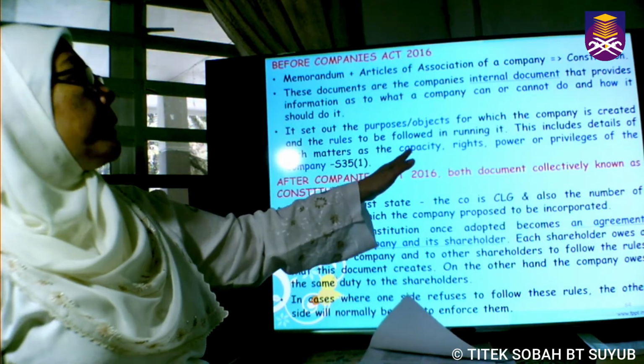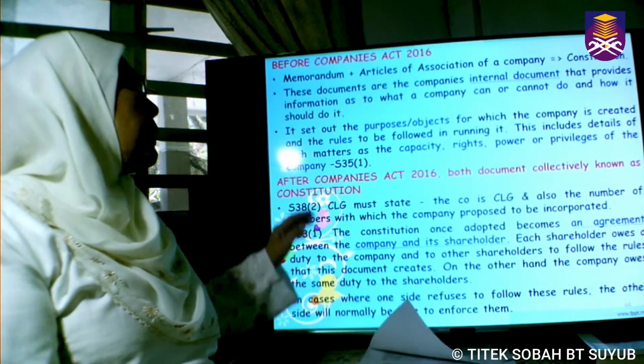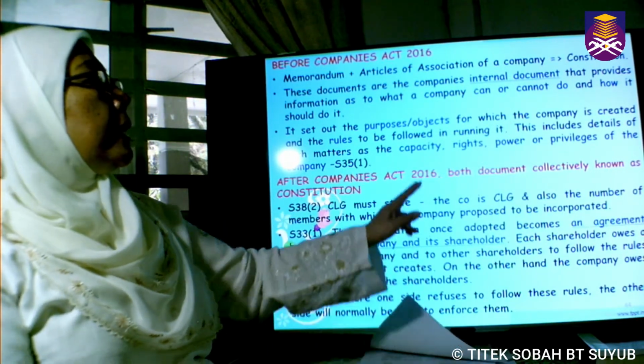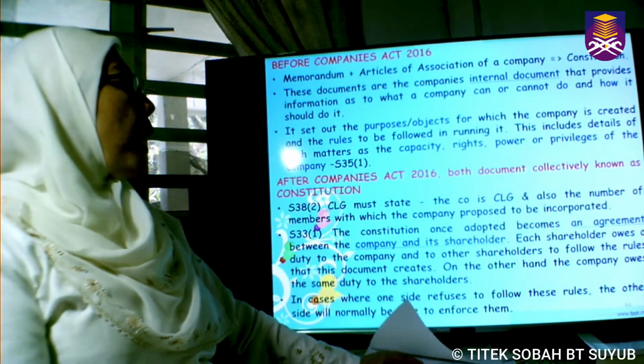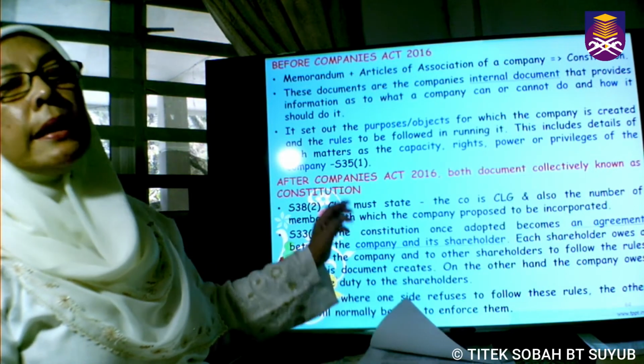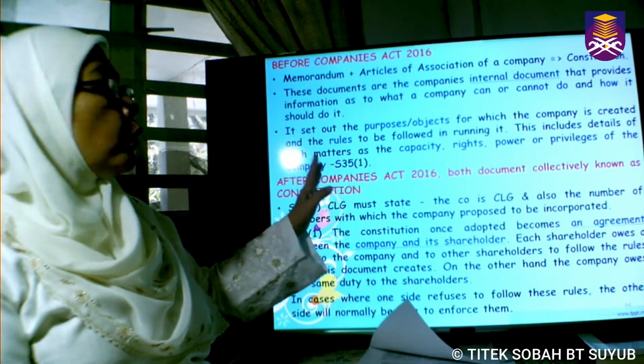It sets out the purpose or objects for which the company is created and the rules to be followed in running it. This includes details of such matters as the capacity, the rights, the powers or privileges of the company. This is under section 35, subsection 1.